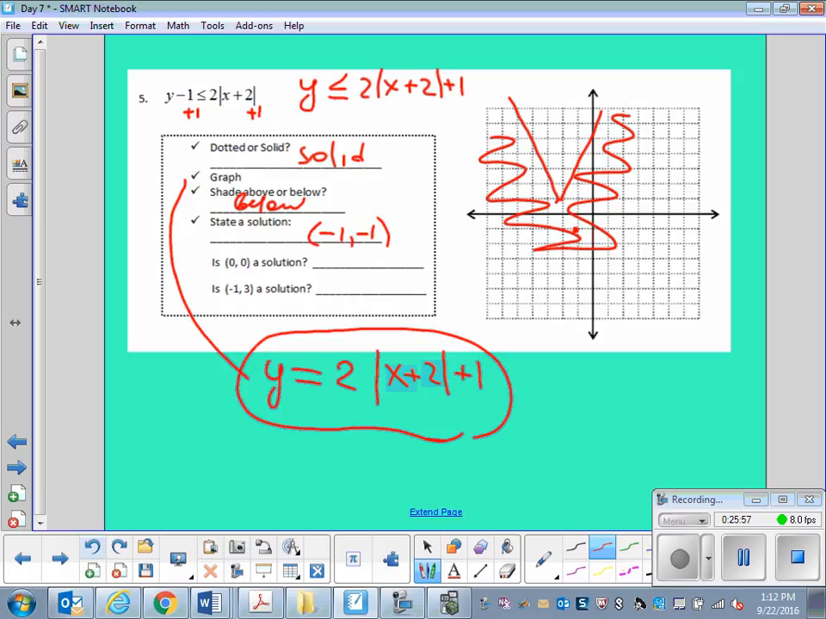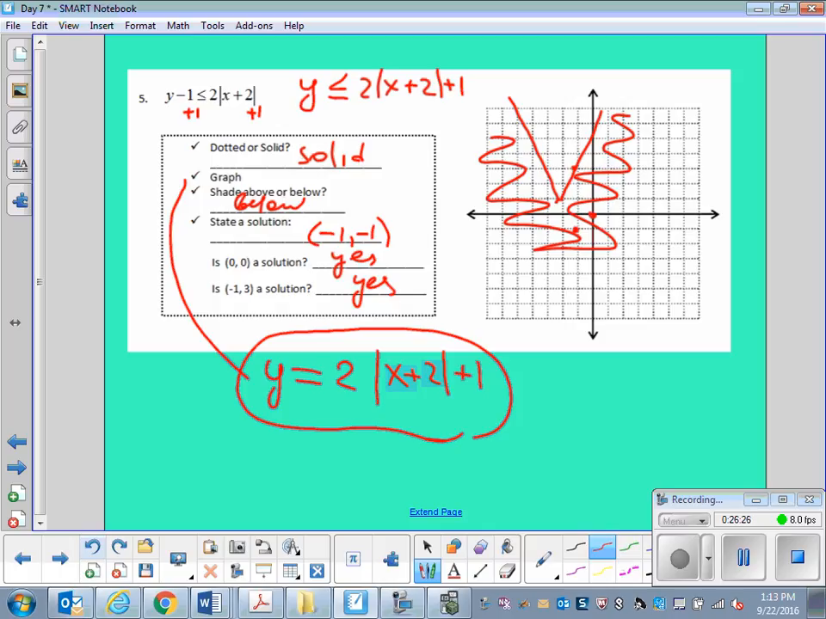0, 0. Is it a solution? Sure, right here in the shaded area. Yes. What about minus 1, 3? So minus 1, 3. Where is it? On the line. What kind of line? Solid. Is it a solution? Yes, it is a solution. Questions?